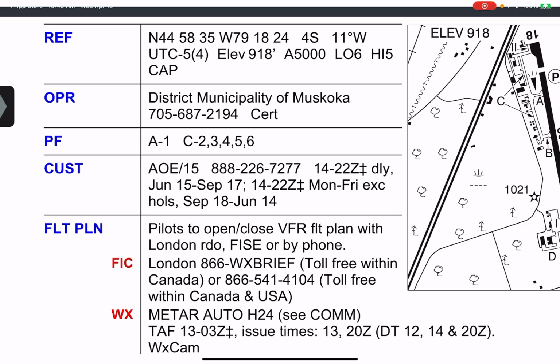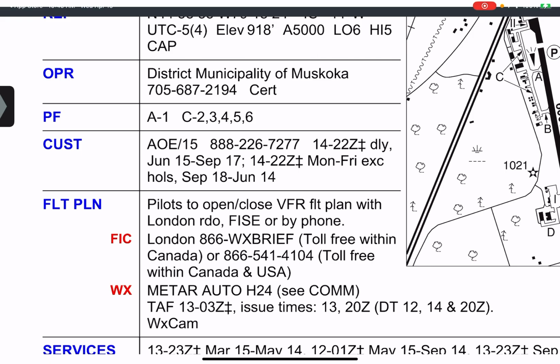The operator is going to be District Municipality of Muskoka. This is the phone number. If you have any questions for them, for fuel, food, where to park the airplane, where to do the run-ups, all this stuff, just call them and ask them, and they are certified. It means that the aerodrome is certified. It means it's an airport.